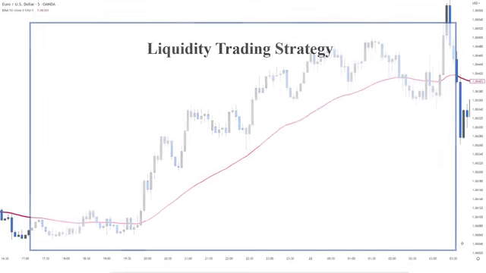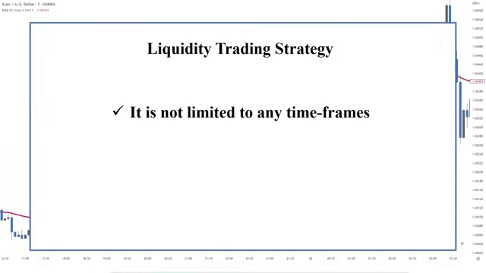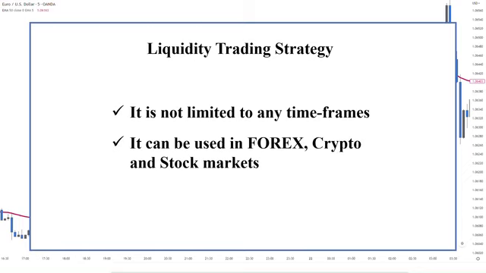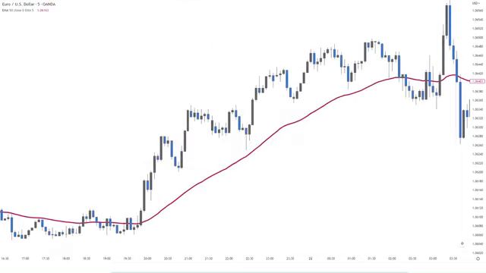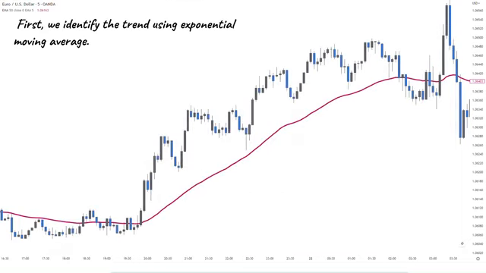This trading setup is not limited to any timeframes and could be traded in Forex, crypto, and stock markets. It is really simple, and it consists of two major steps. First, we identify the trend using an exponential moving average. To do that, we apply EMA 50 on the chart, and simply need the price to break the EMA in one direction, and give us 1, 2, 3 moves, with the third move breaking the structure level.